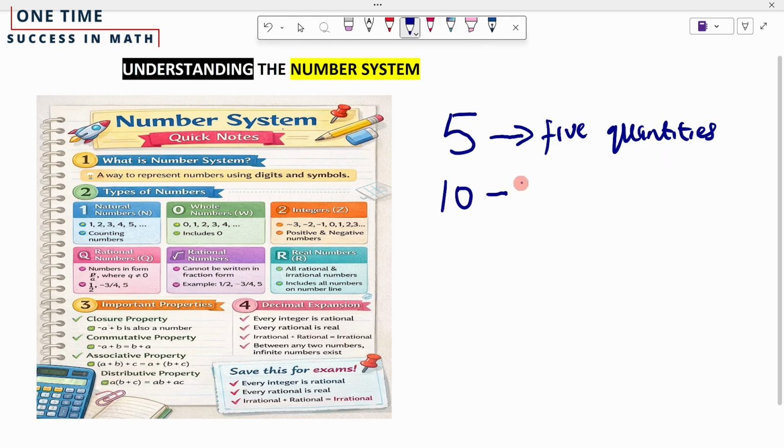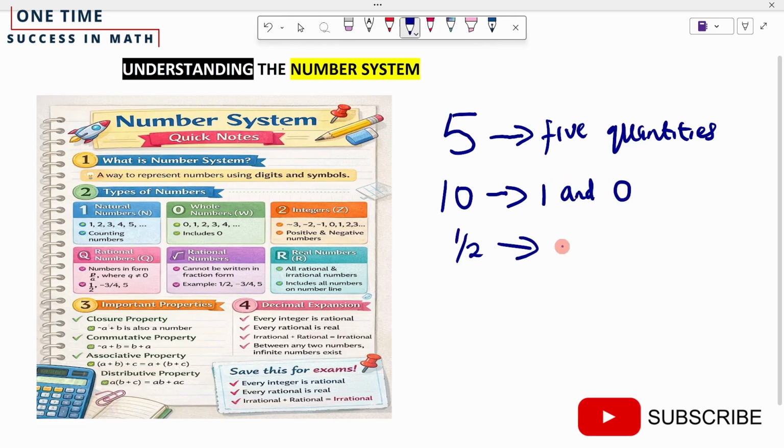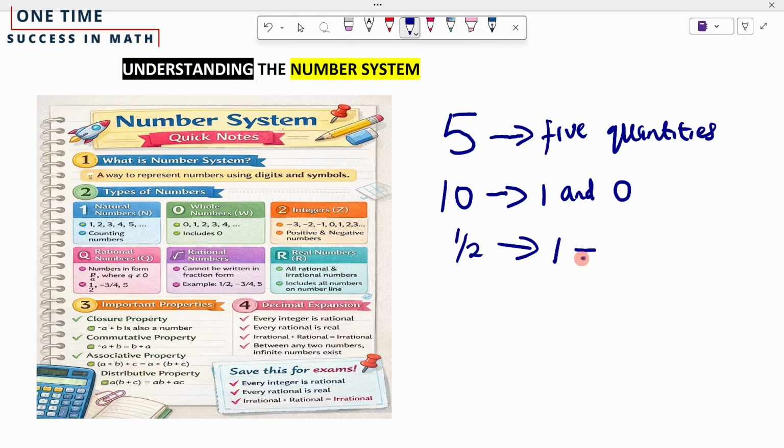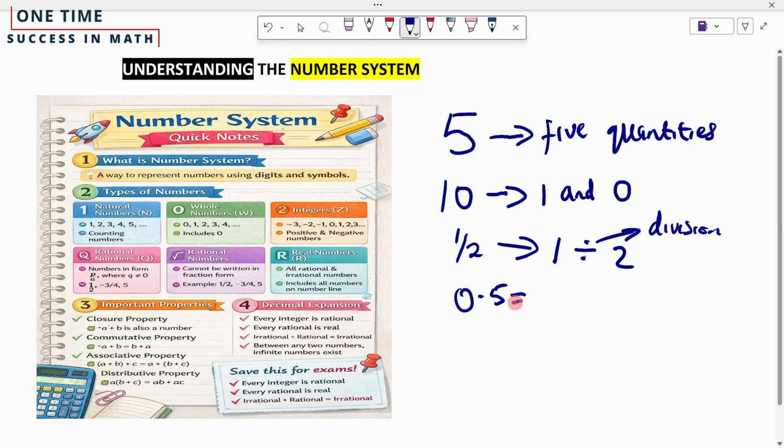Same with number 10. Number 10 is a combination of two symbols, which are 1 and 0. 1/2 is also another symbol that uses a number and a division symbol. So this is just like writing 1 divided by 2, whereby this is the division sign. Also, 0.5 includes a decimal point, which on its own is a symbol. So we give meaning to these symbols in mathematics by attaching them to quantities, to operations, to things that they represent.